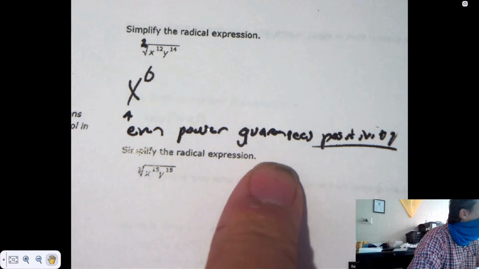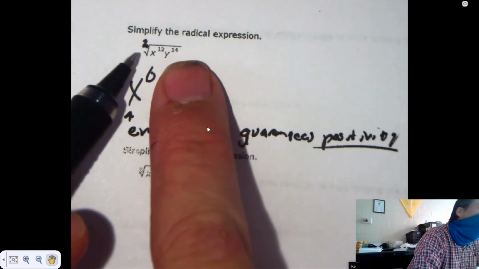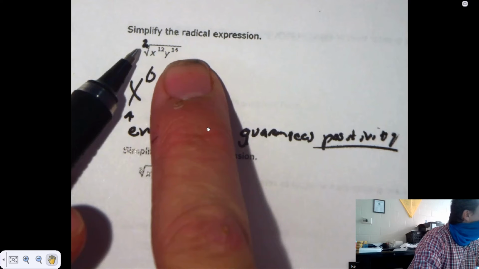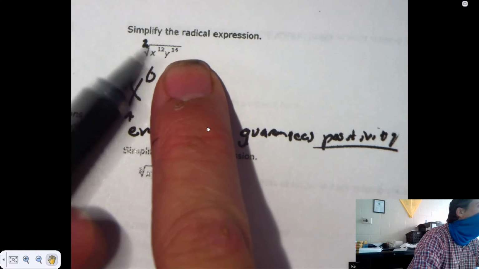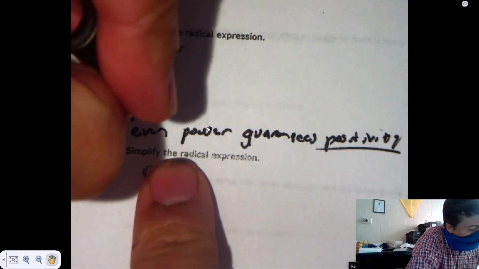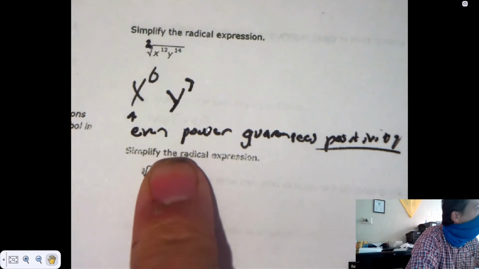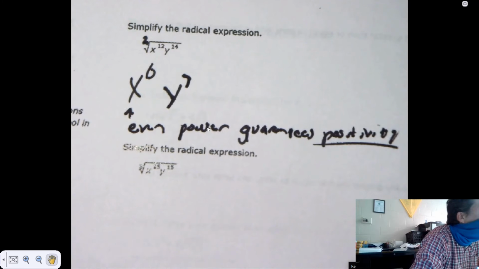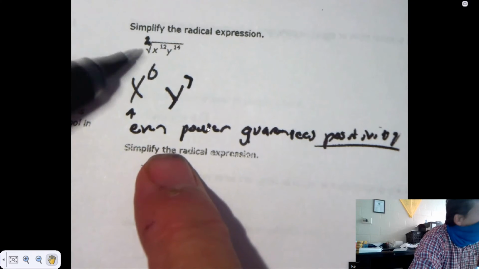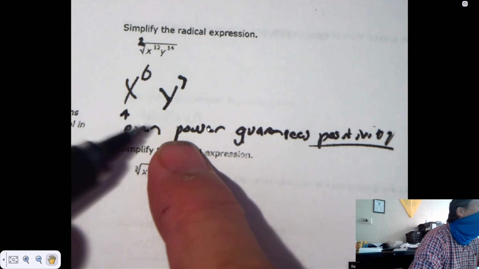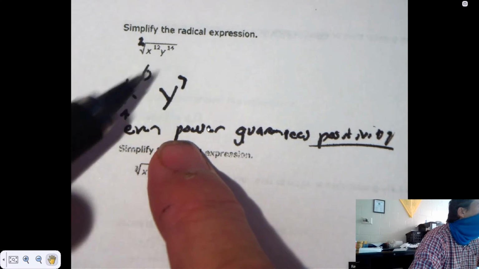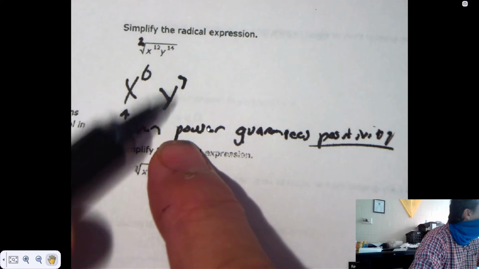It's guaranteed to happen. However, when you start focusing on y, how many times does 2 enter 14? 7. Now you don't know what these things are, but if by chance y was negative, even though you took a square root, this simplified result, the answer could potentially become what?